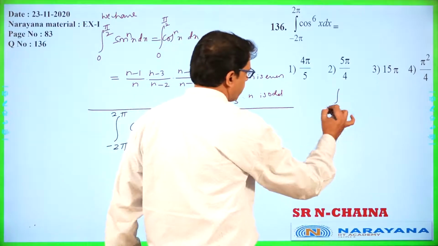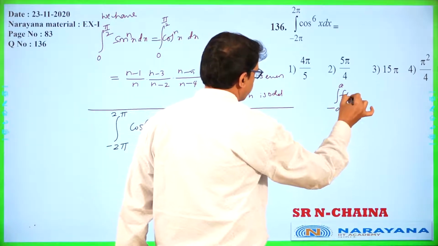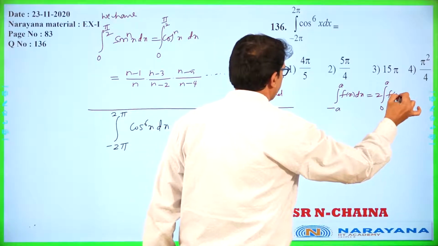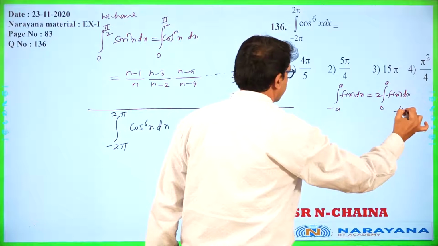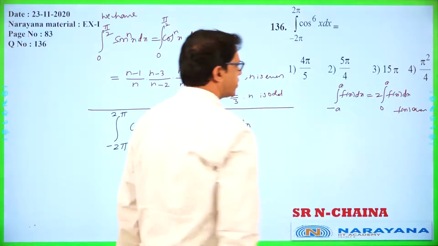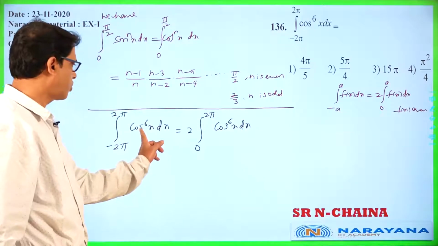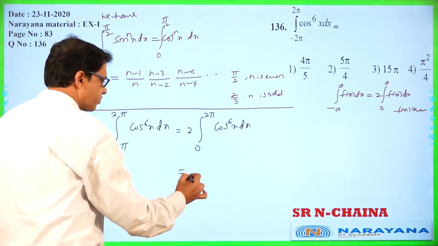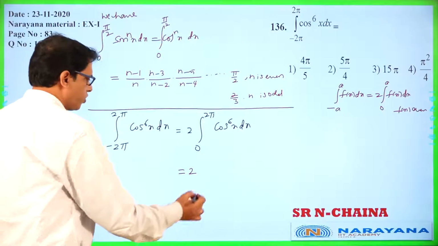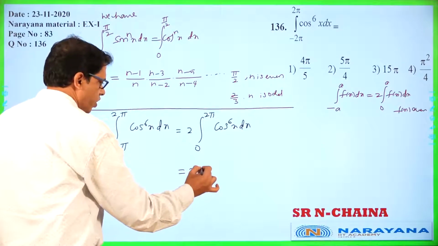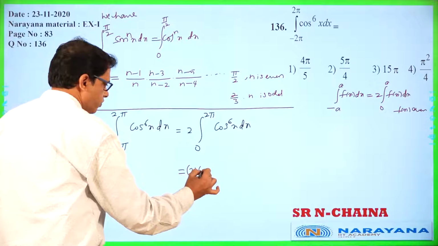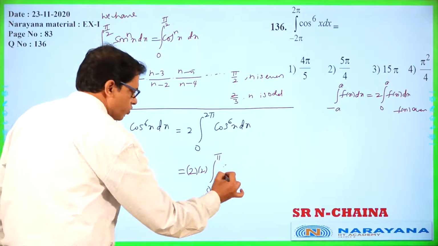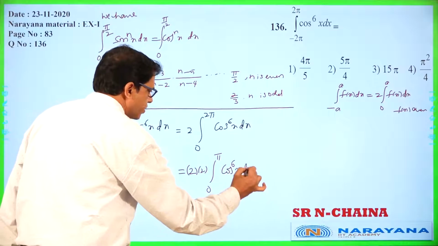The formula is: integral from minus a to a of f of x dx equals twice the integral from 0 to a of f of x dx, if f of x is an even function. Here cos to the power 6 is even. Next, again I can bring 2 here: 2 into 2, and the integral from 0 to pi of cos to the power 6 x dx.